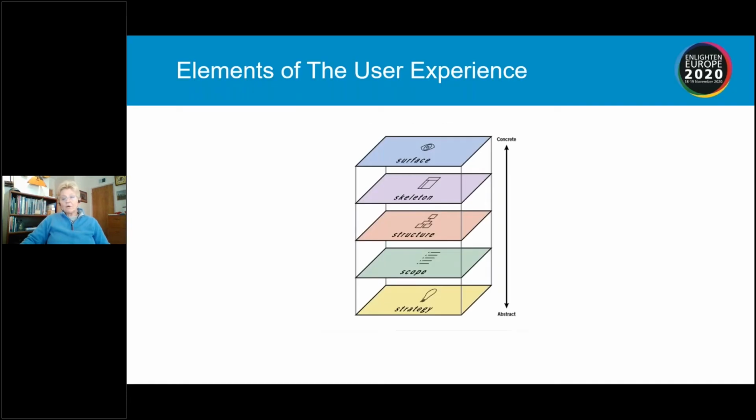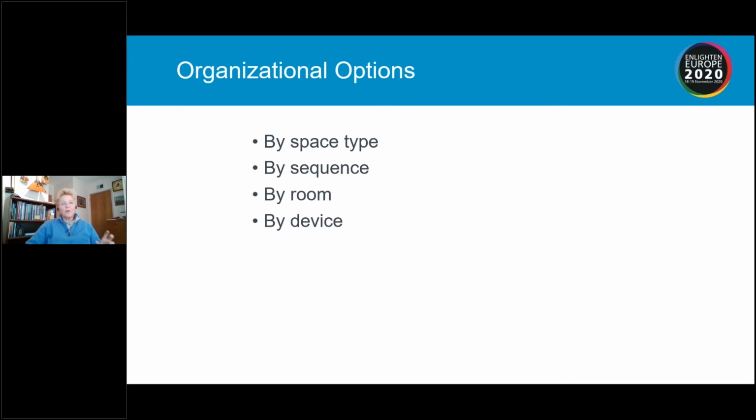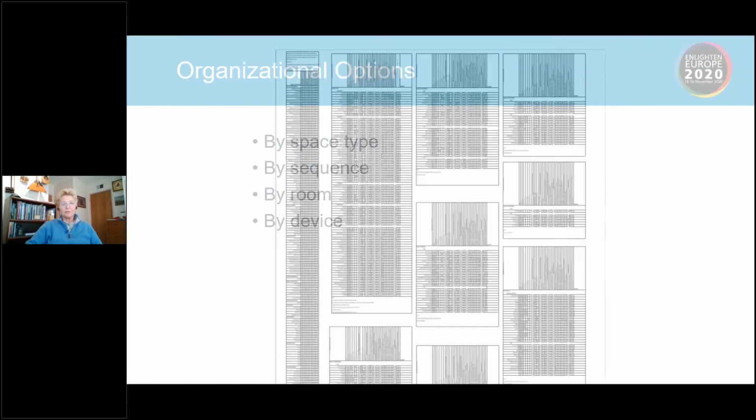So again, if we go back to our elements of the user experience, and we now want to break this down and say, how does this really relate to the way I need to think of the design of the system? So once we decide how we want to organize our scene setting and our information, we can then go on to work on the documentation. And I have some samples of documentation that I'd like to show you.